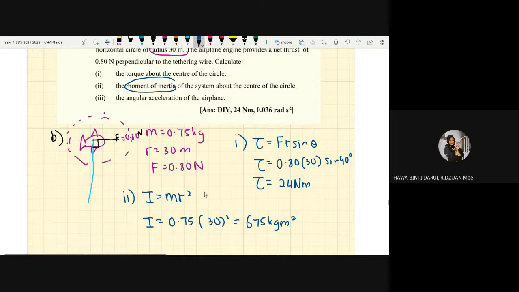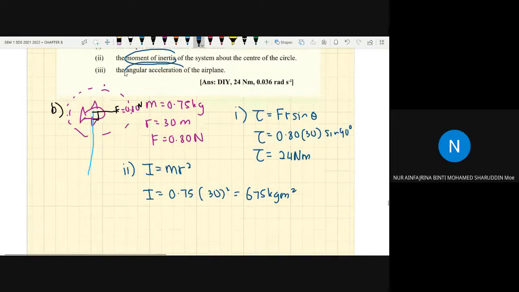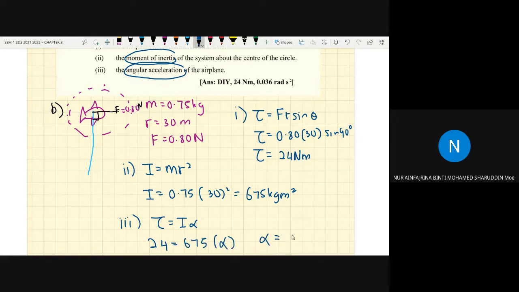Okay, what about angular acceleration? Macam mana Miss nak cari angular acceleration? Anyone? Torque equals to I alpha. I alpha, very good. So your torque is 24, your moment of inertia dah cari 675, and then your angular acceleration akan jadi 0.036 radian per second squared.